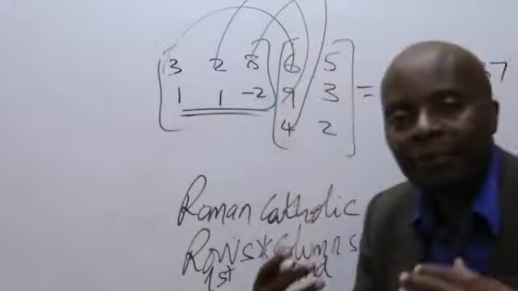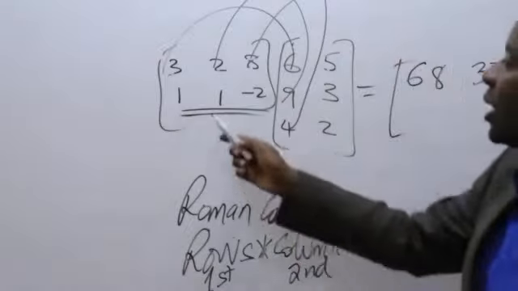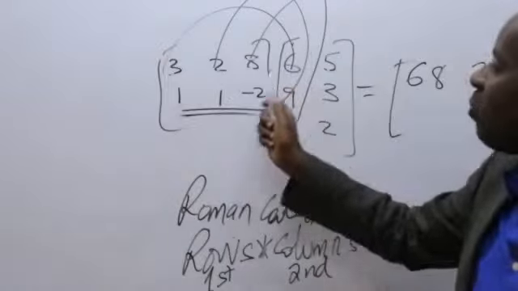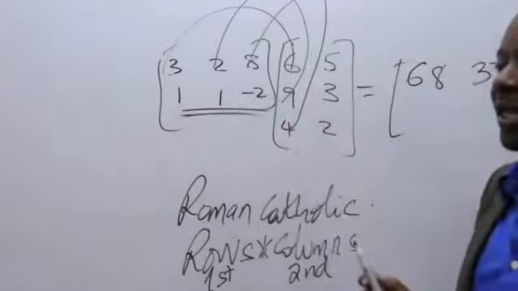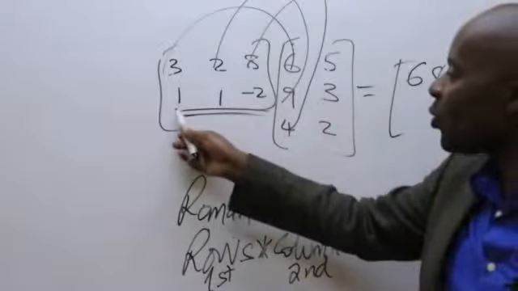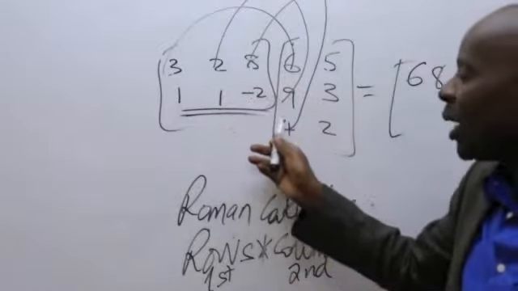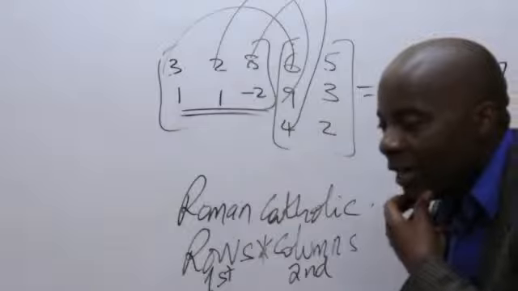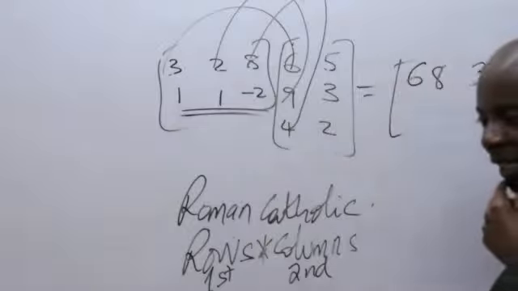Remember, it is a step of faith, some confidence level. How do we do it? First ones multiplied, plus second ones multiplied, plus third ones multiplied. So the first ones are 1 and 6, plus second ones 1 and 9, plus third ones minus 2 and 4. Somebody is giving me a figure of 11. Is it 11 or 7?